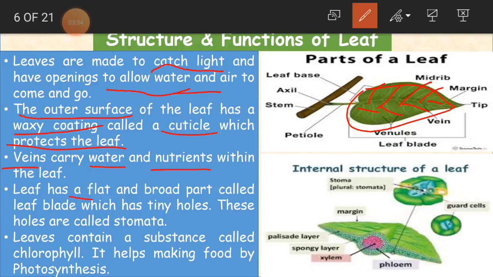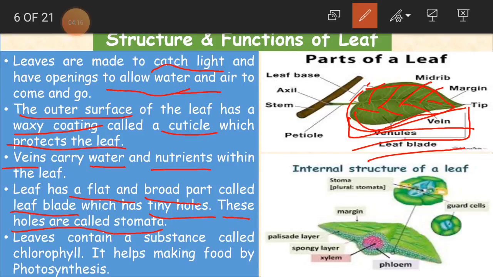Then the fourth point. Leaf has a flat and broad part called leaf blade, which has tiny holes. So see this big leaf, it is flat and it has a broad part which is called leaf blade. See here, it is written leaf blade. This flat and broad part of the leaf is called leaf blade, and this leaf blade has got tiny holes, small holes on it, which we are not able to see. Those are invisible holes. Okay, and these holes are called stomata. We learnt it before also.